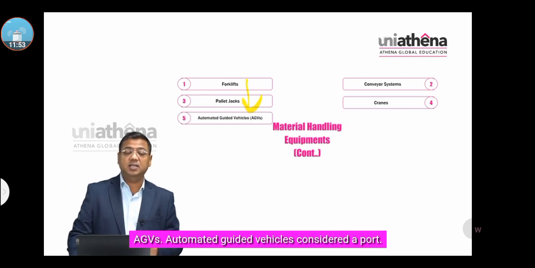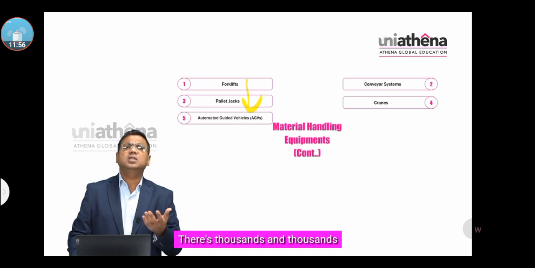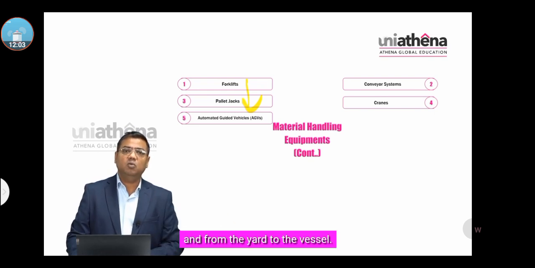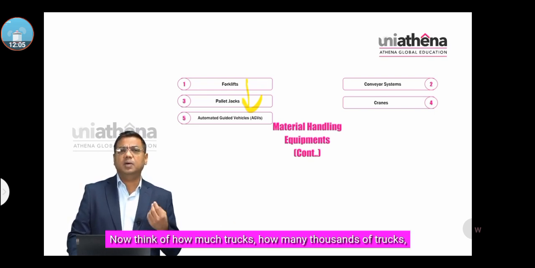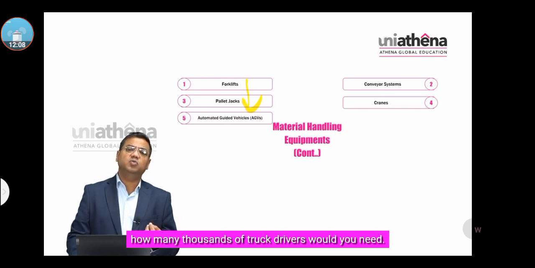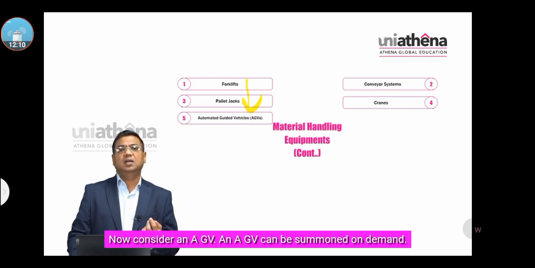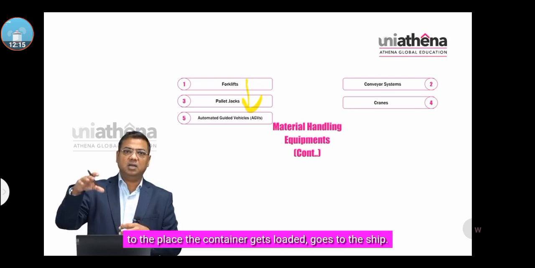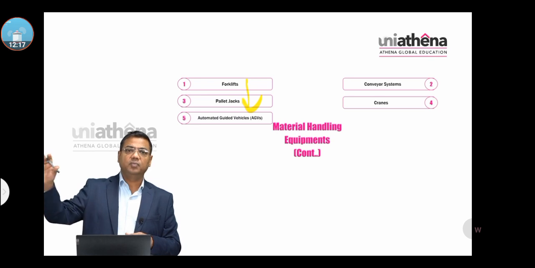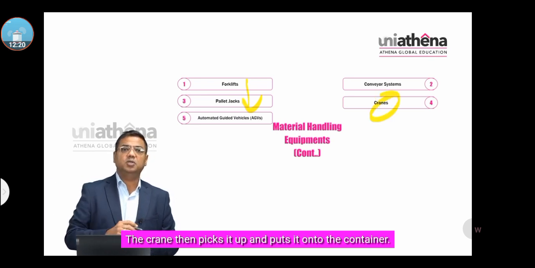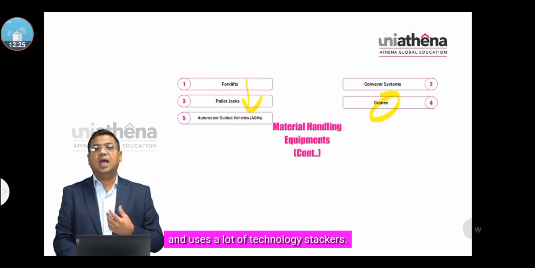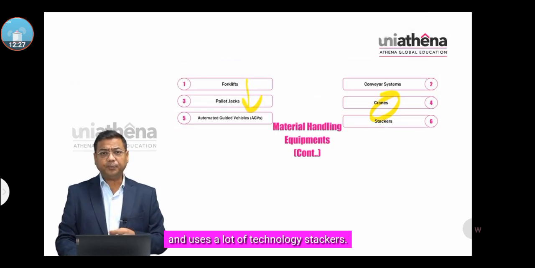AGVs, automated guided vehicles. Consider a port. There are thousands and thousands of containers there. One container needs to be moved from one place into a yard and from the yard to the vessel. Now think of how many thousands of trucks and truck drivers you would need. Now consider an AGV. An AGV can be summoned on demand. It's driverless, goes to the place, the container gets loaded, goes to the ship, the crane then picks it up and puts it onto the ship. AGVs are very much in demand and use a lot of technology.